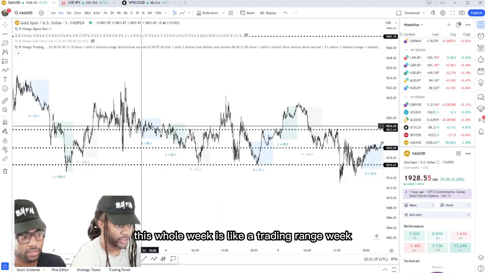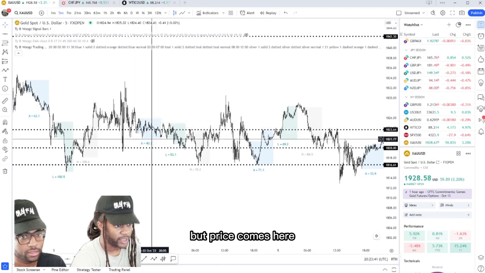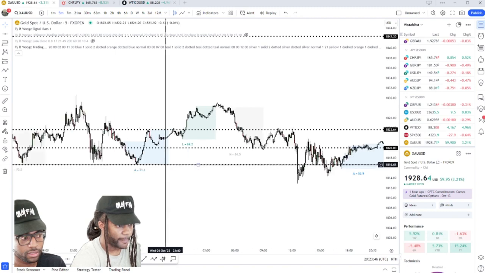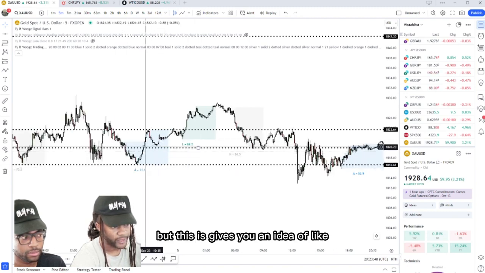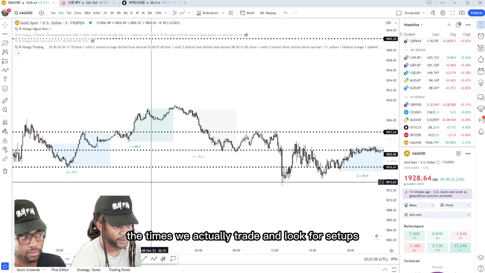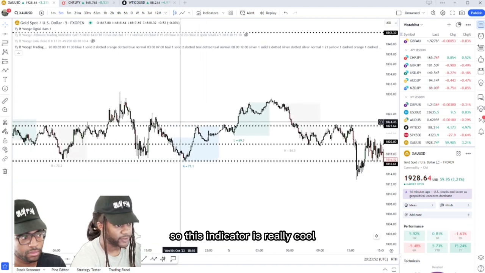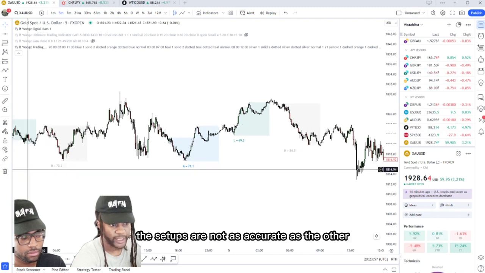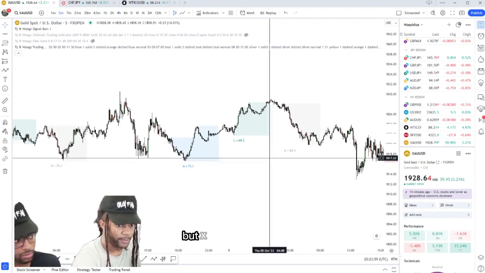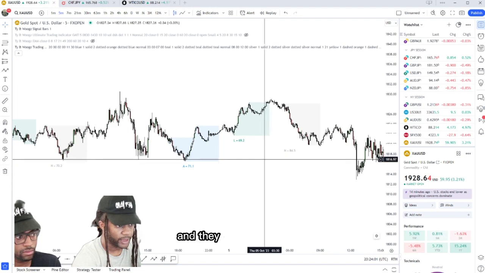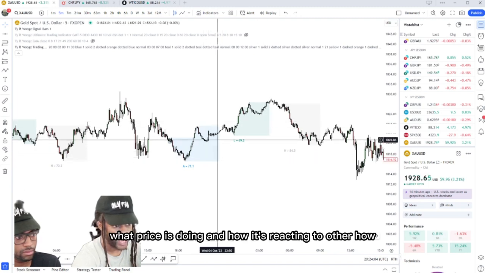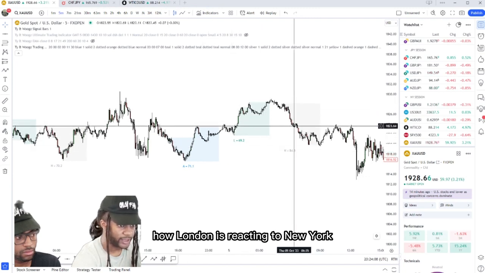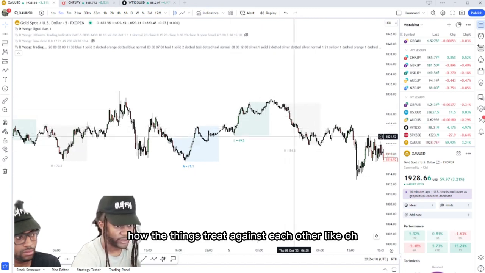This whole week is like a trading range week, but price comes here, it gets below, it falls down. This is a nice little short. But this just gives you an idea of the times we actually trade and look for setups. So this indicator is really cool. I really enjoy it. The setups are not as accurate as the other 2 indicators, but they give you setups, and they let you know what price is doing and how Asia is reacting to London and how London's reacting to New York. So you can get an idea of how the banks trade against each other.